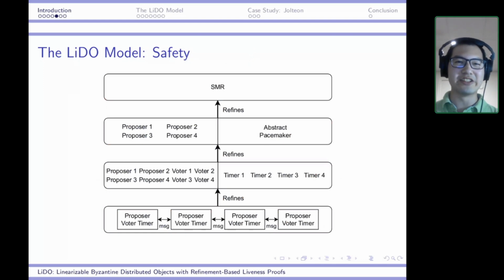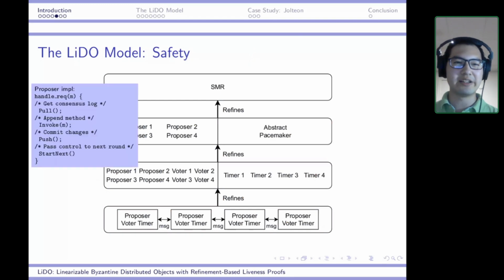So this figure shows you the structure of our safety proof, which takes the form of layered refinement. At the very top level, you can see there is the SMR interface where the clients submit requests and receive responses. At a slightly lower level, the clients send the requests to individual proposers in the system, and the proposers are coordinated by an abstract pacemaker.